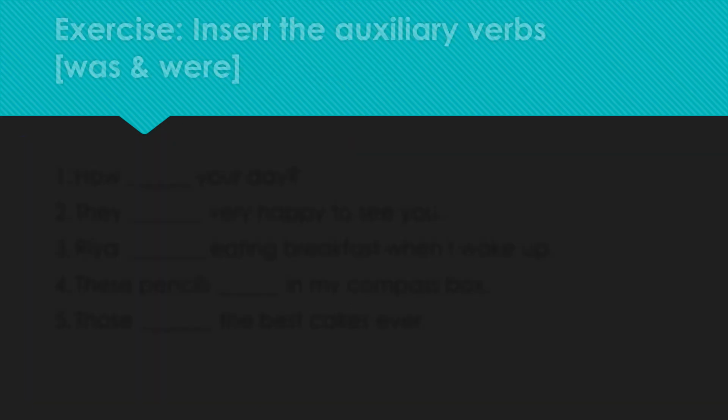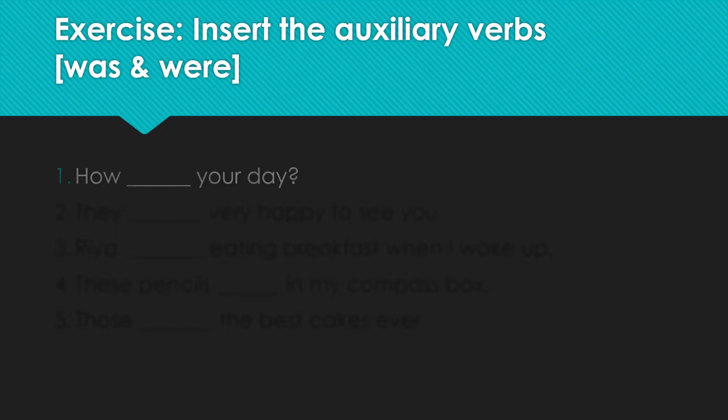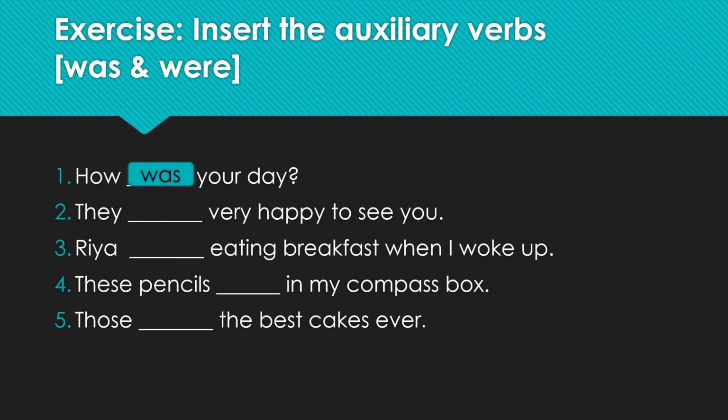Let us do a short exercise. Insert the auxiliary verbs was and were. It's a short exercise of 5 sentences. The first one, how dash your day. We are writing was because we are talking about only one day. It's not days, it is day. How was your day?